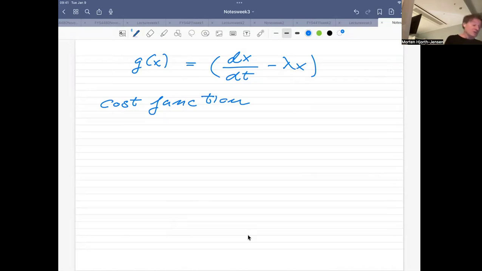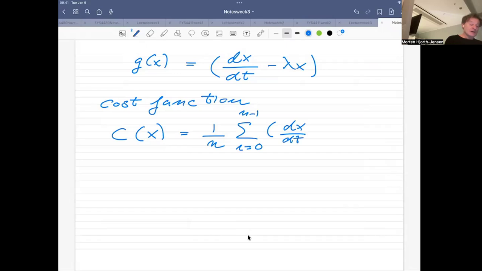So that means that we could now define a cost function which will depend on the variables x, and which would now simply be the sum over all the i's which we have from 0 up to n minus 1. And then we would have dx/dt, and I'm going to write this one as evaluated at t equal t_i, minus lambda, and lambda is now multiplied with x_i. And then we square the quantity.